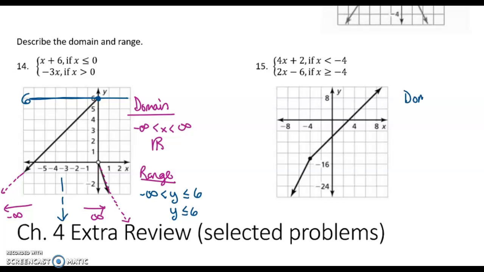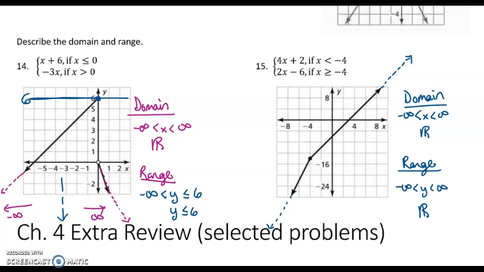So on this one, the domain, how far left it goes and how far right it goes. As it goes down, it goes to the left, and as it goes up, it goes to the right. So it goes forever in both directions, so the domain is either negative infinity to positive infinity or all real numbers. Either way is okay. Now the range, it also goes up and down forever, and so the range is negative infinity to positive infinity or all real numbers because it also goes up and down forever without stopping.